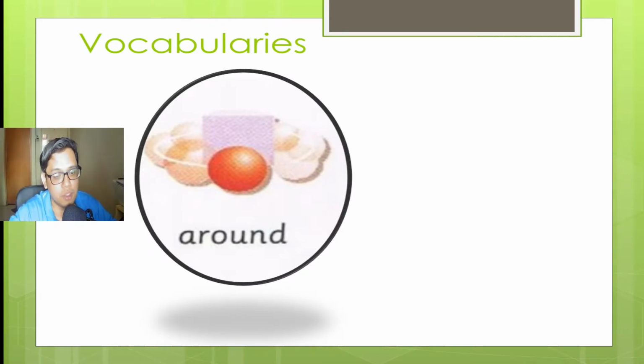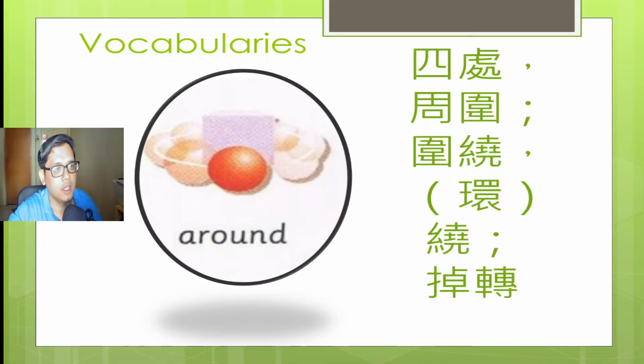But it's just what we're going to read about it. Okay, next one: around. What is around? For example, let's say this is the object. This is my hand. Around is like this. This is what we call around. It means it's very near to the subject. This is the Chinese meaning that I can find.